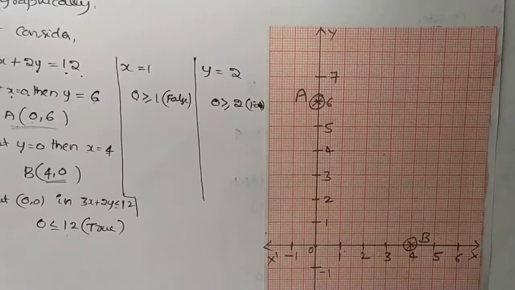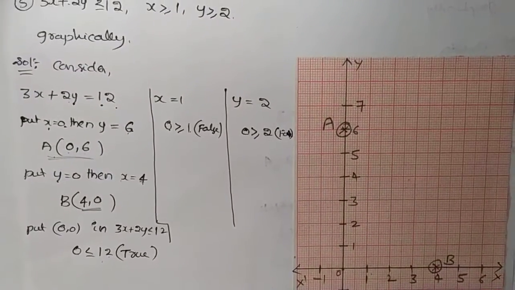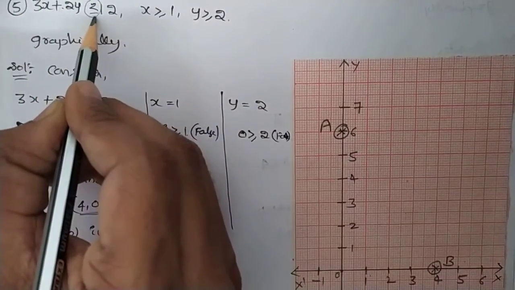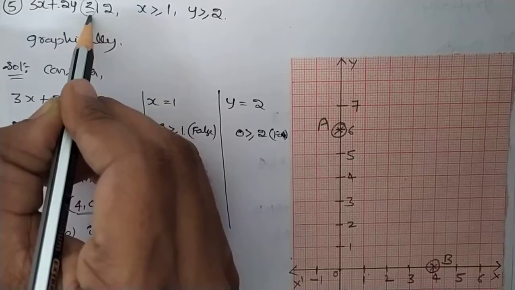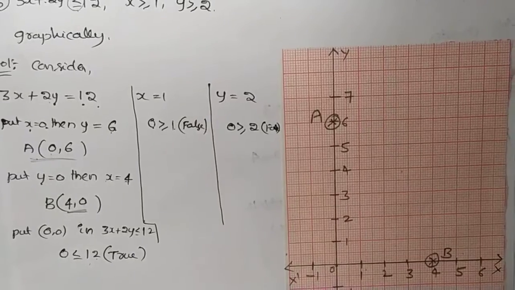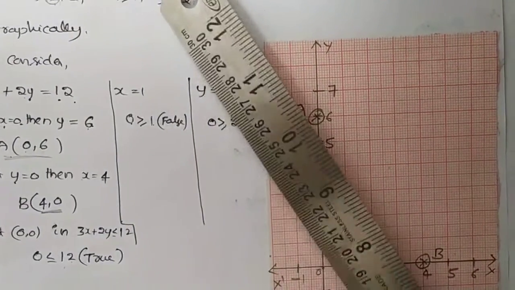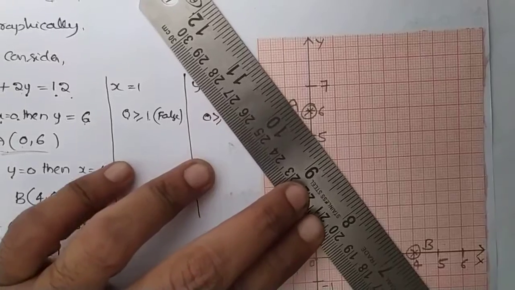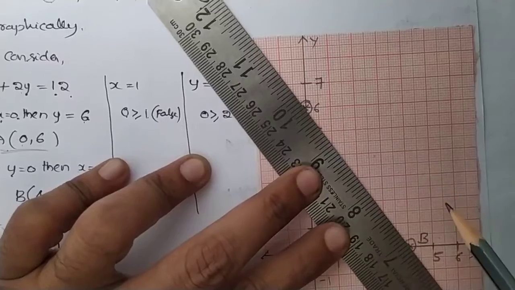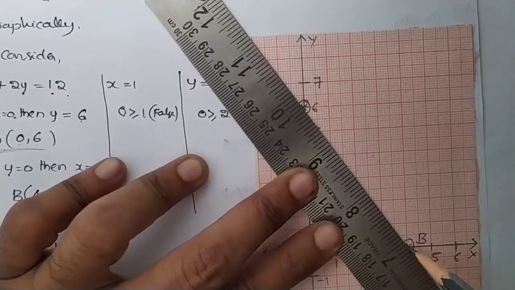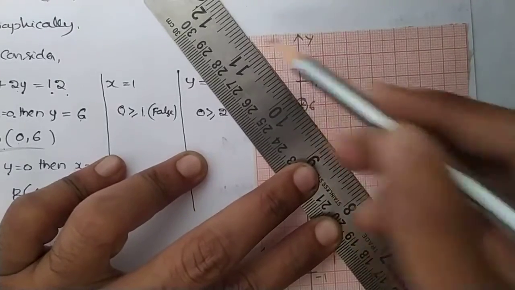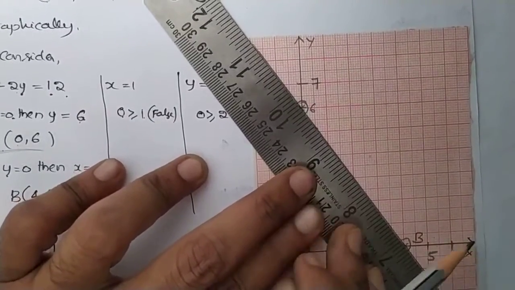Now, we have to draw these points by the thick line or the dotted line. The inequality is involving less than or equal, so we have to join A and B points by the thick line. Join these two points by the thick line.